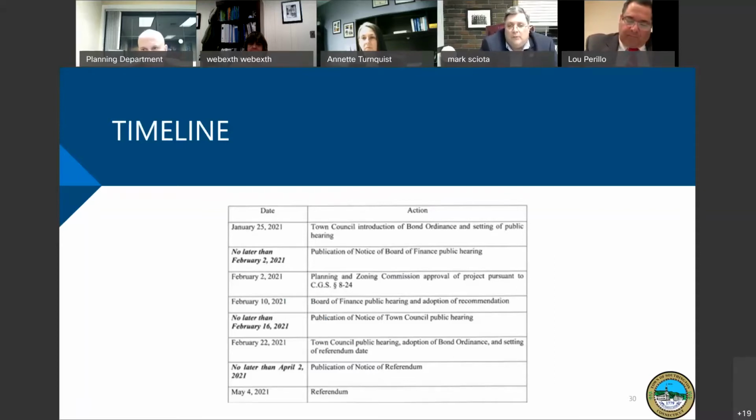This presentation would be given to the Board of Finance, and Rob and his staff would give a shorter presentation to the Planning and Zoning Commission. If all goes according to what's written here and the council chooses to move forward, our recommendation would be that we go to the public on Tuesday, May 4th for a referendum.